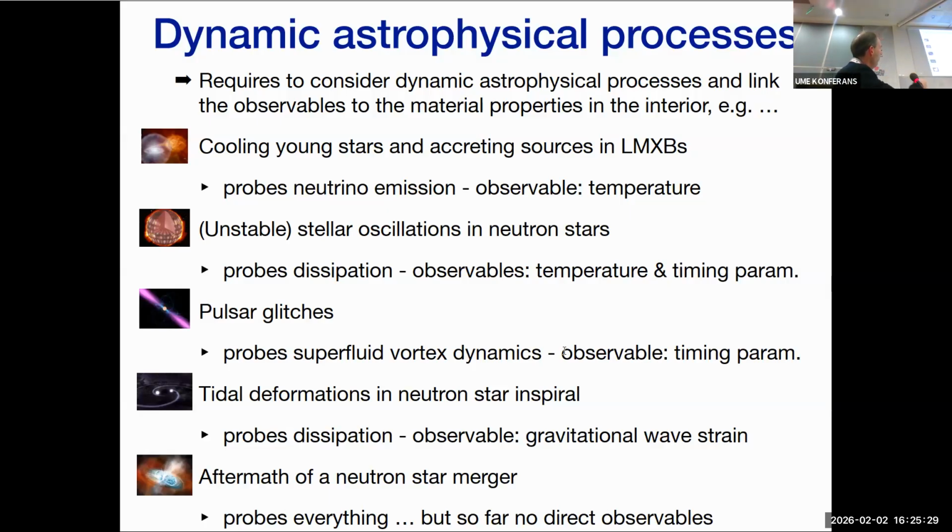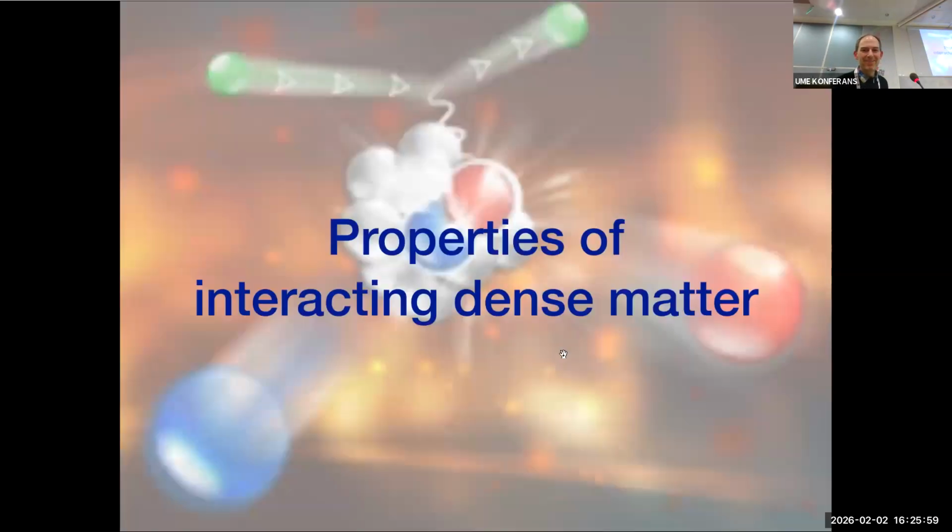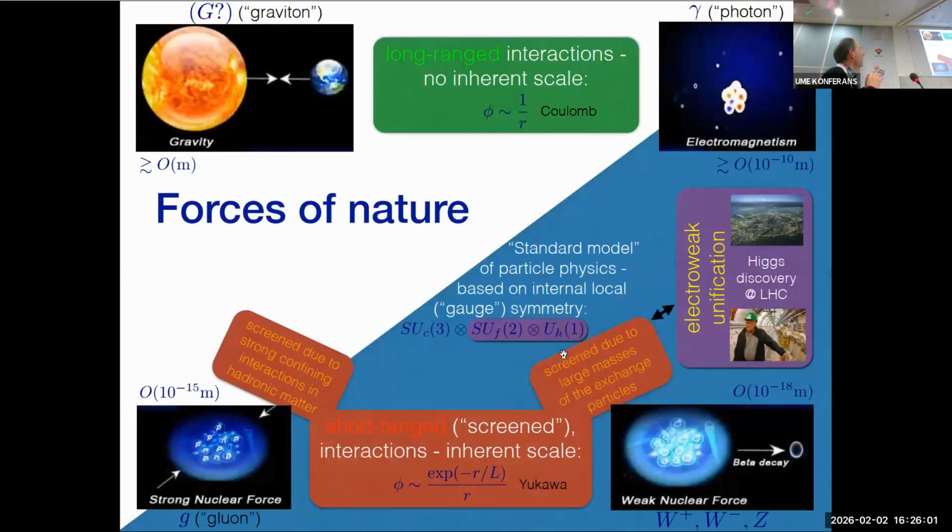Similarly, you can look at stellar oscillations. You can look at pulsar glitches, something people here do. Or you can look at neutron star mergers, either in the inspiral or the merger, and all these probe certain properties of the interior. If you can link the observables in these processes, you can learn something about what's going on inside. As I said, that's what I'm mainly doing. I just want to mention it, but I won't have much time to talk about it from now.